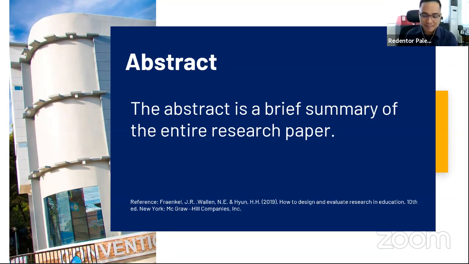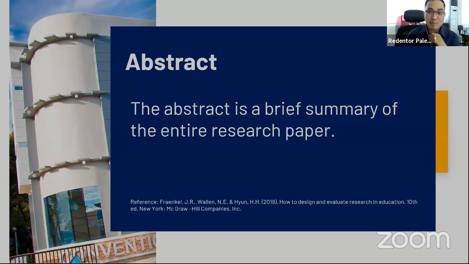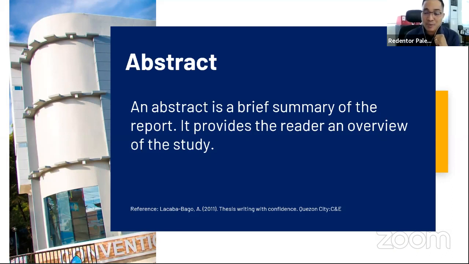Okay, let us see. Here's another definition from a Filipino author. This is Writing It with Confidence. The definition says an abstract is a brief summary of the report. Still the same keywords: the word is brief, and another word mentioned is summary. Here is an additional definition from Bago. It says it provides the reader an overview of the study. Okay, so when we see an overview, it is somewhat a show window, a glimpse of the whole study.